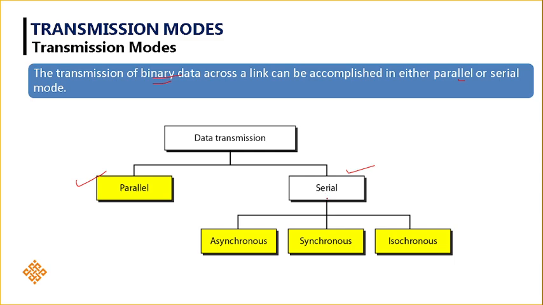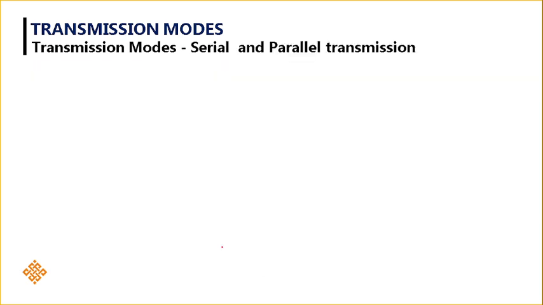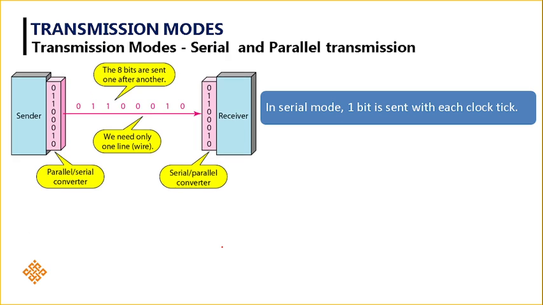Again, in serial mode, we have three different types of data transmission modes. One is synchronous mode, the other one is asynchronous, and finally isochronous. Isochronous is nothing but the combination of asynchronous and synchronous communication. That's why I'm dealing only with synchronous and asynchronous. So coming to serial and parallel transmission, first we will see what is serial and parallel.